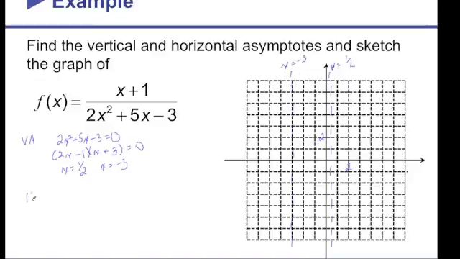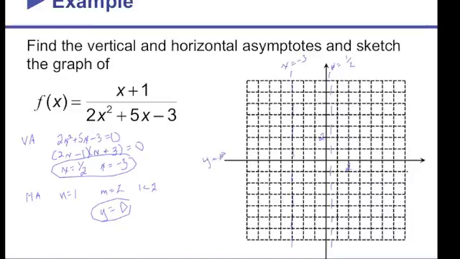For a horizontal asymptote, the degree of the numerator is 1, the degree of the denominator is 2. Since 1 is less than 2, y equals 0 is my horizontal asymptote. So y equals 0 is a horizontal asymptote.